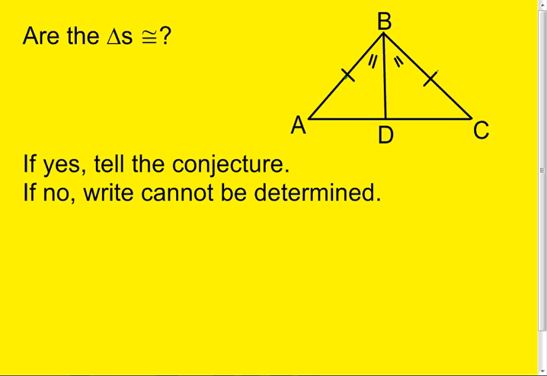Okay, are these triangles congruent? These sides are congruent. These angles are congruent. I must have erased that. And this is congruent to itself. So what's the reason? Side, angle, side. Okay, TJ? You see that's side, angle, side?